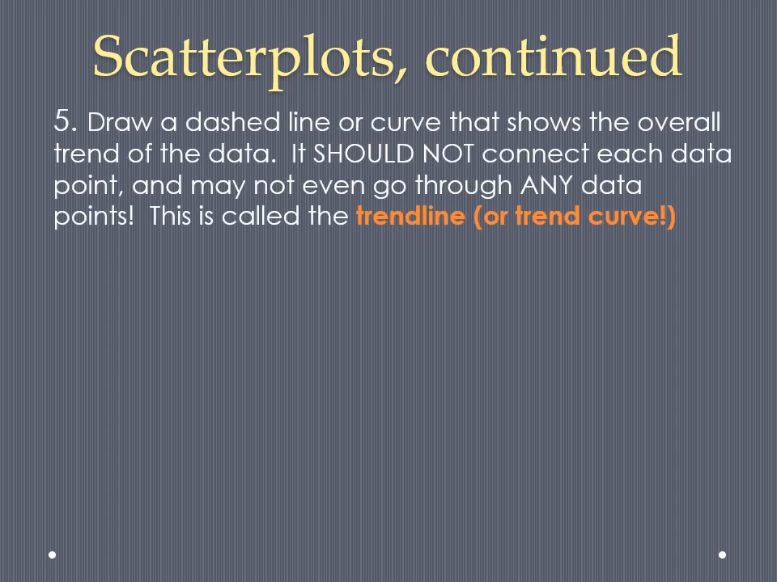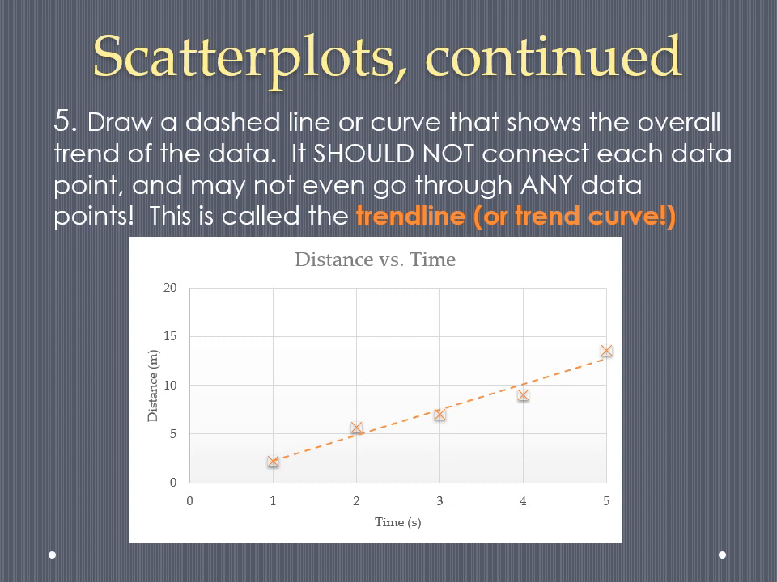The last part of the graph, and this is something that I tend to find most middle school students don't have a lot of experience with, is drawing trend lines or trend curves. A trend line should be a dashed line or curve that shows the overall trend of the data. And this is really, really important in physics. And a couple qualities of trend lines.